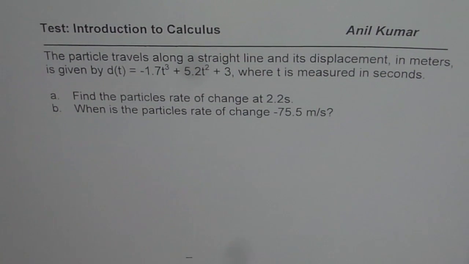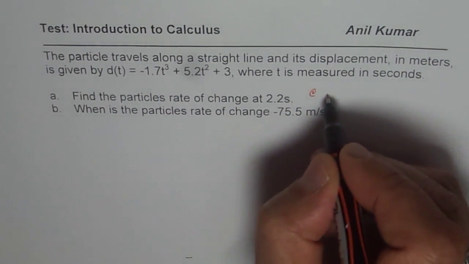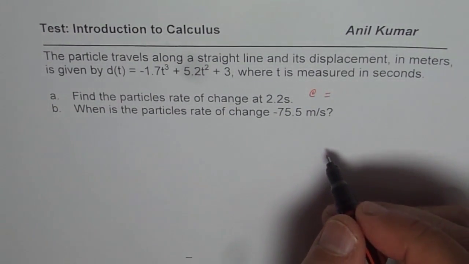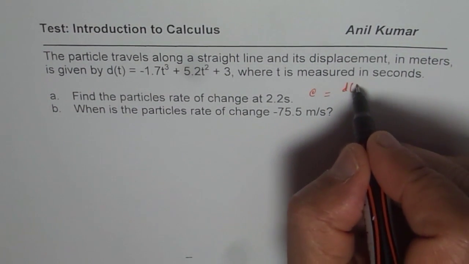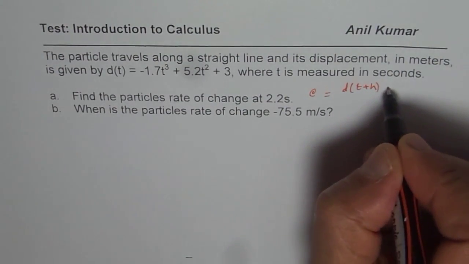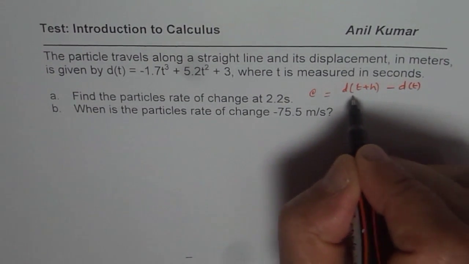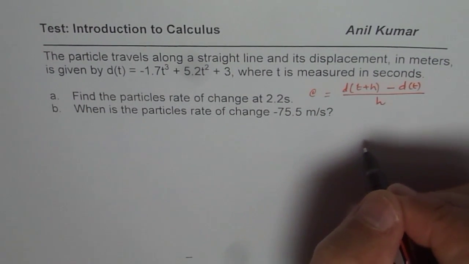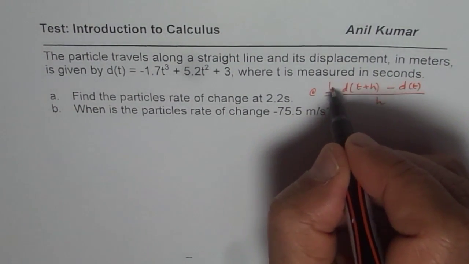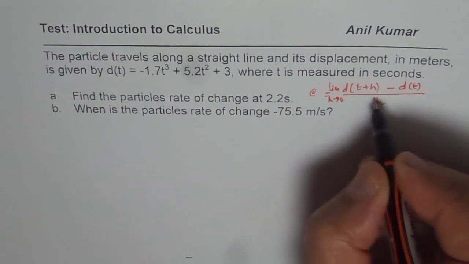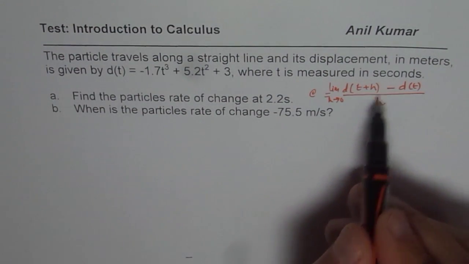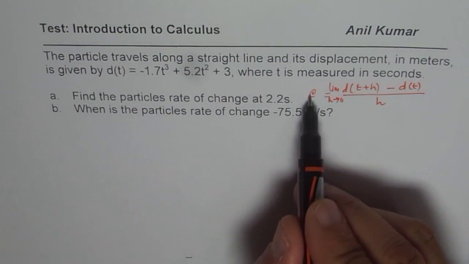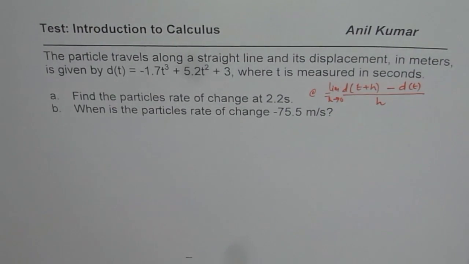What I'm trying to say is that the instantaneous rate of change can be calculated for a function like this by finding two points very close to one another. Let's say one point is at t plus h, so d of t plus h minus d of t, divided by h, where the limit h approaches 0. So the second point is very close. If I find a general expression for this and equate it to minus 75.5 as the rate of change, I can find the time. That is how we are going to approach it.